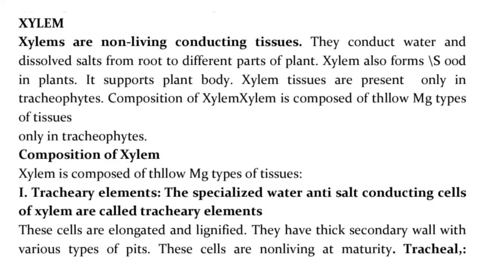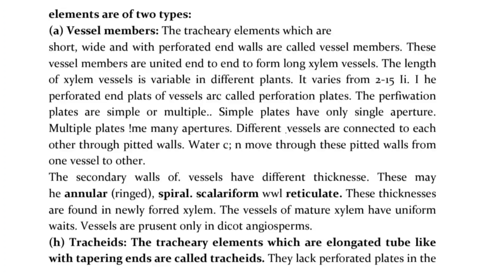They have thick secondary wall with various types of pits. These cells are non-living at maturity. Tracheary elements are of two types: A, vessel members. The tracheary elements which are short, wide and with perforated end walls are called vessel members. The vessel members are united end to end to form long xylem vessels.